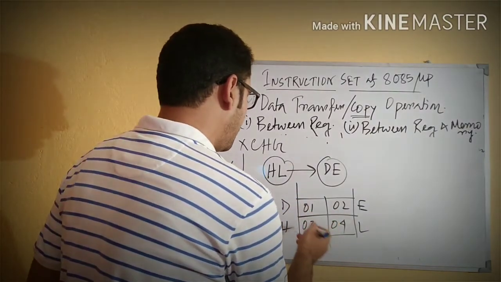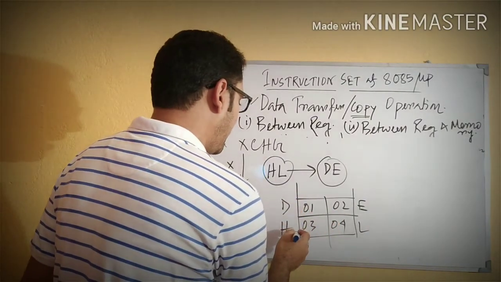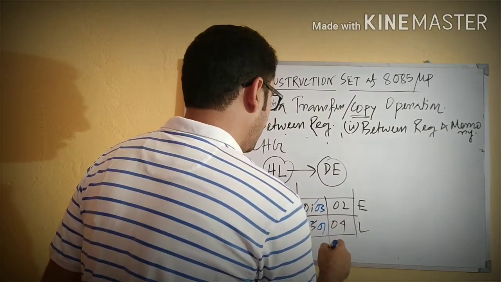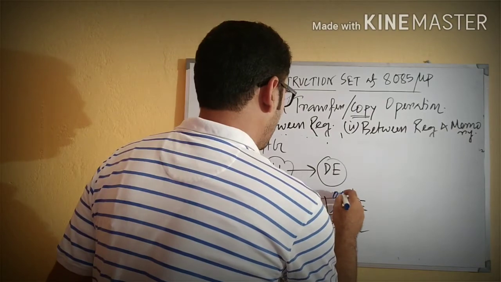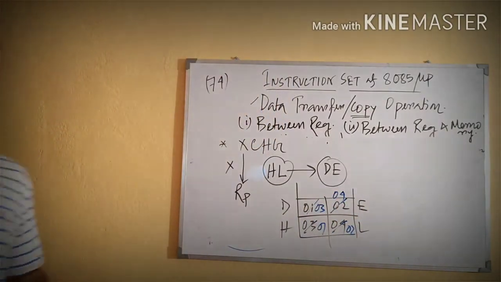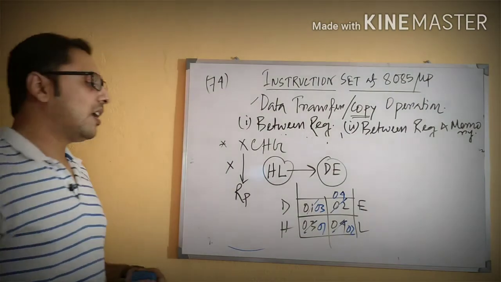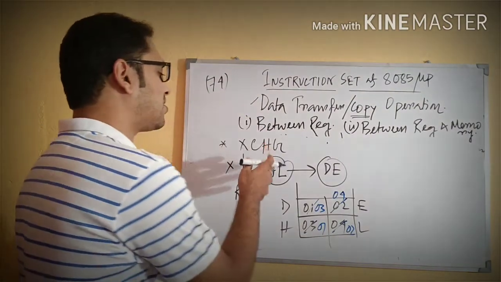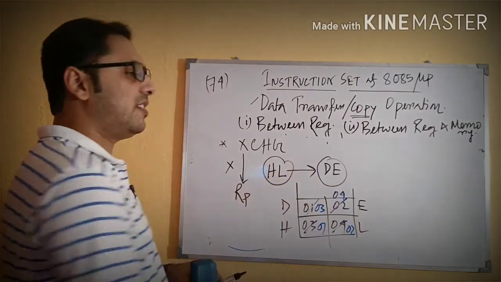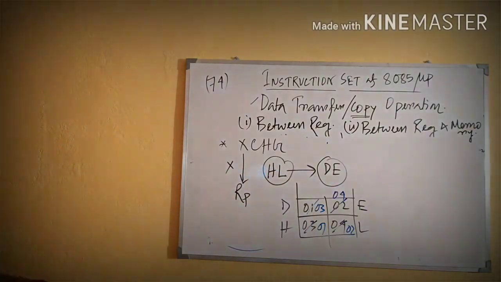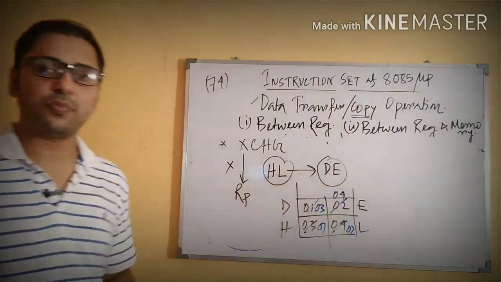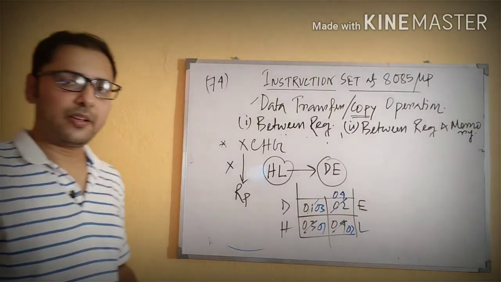After the change, D should get the value of H, that means it will be 03. This one will be 01, this one will be 04, and this one will be 02. They will interchange between them. And remember, this instruction takes the operands by default as the HL and DE register pairs only. I cannot exchange between the HL register pair and the BC register pair. That is not possible.